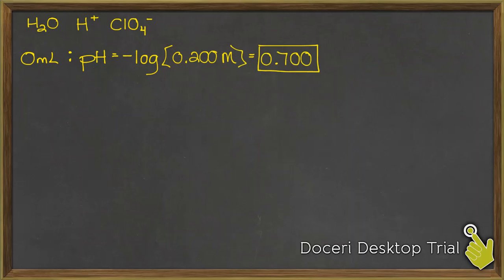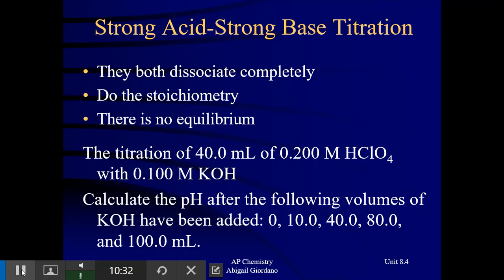And I want you to get in the habit, ladies and gentlemen, of asking yourself, does my answer make sense? And look at that pH. That's a very low pH. But it should be, because think about it. All we have is strong acid and nothing else. It should be very acidic. So this answer does make sense. So we've taken care of the first volume of base added, which was 0. Now we're ready to move on to 10 milliliters of base have been added.